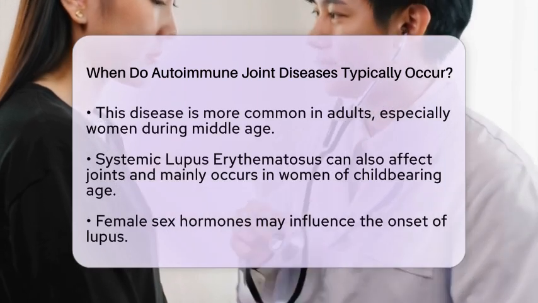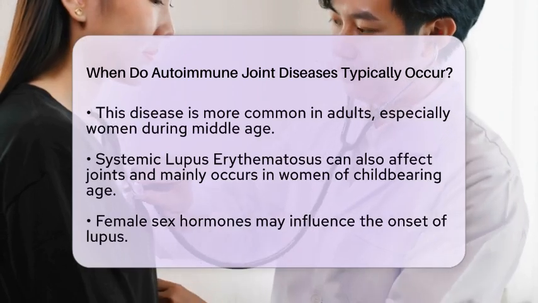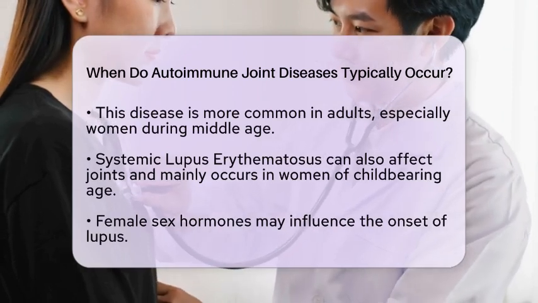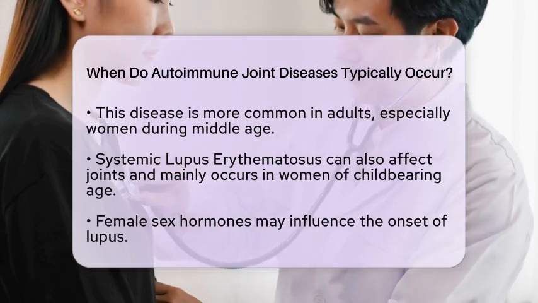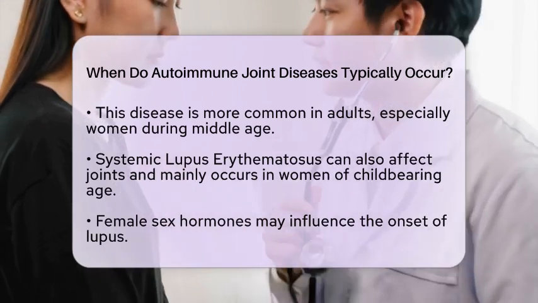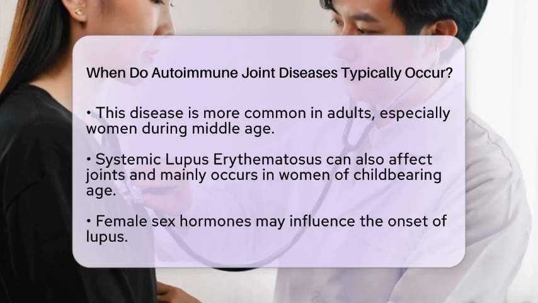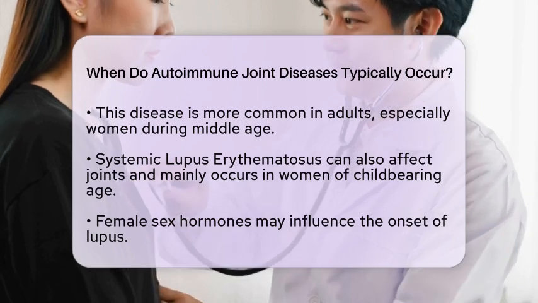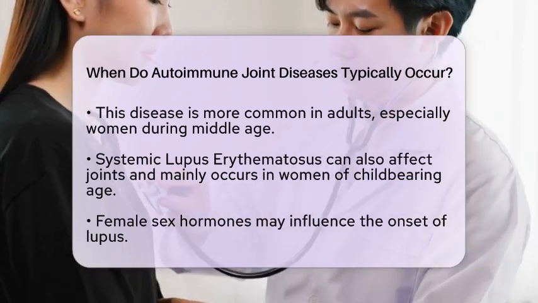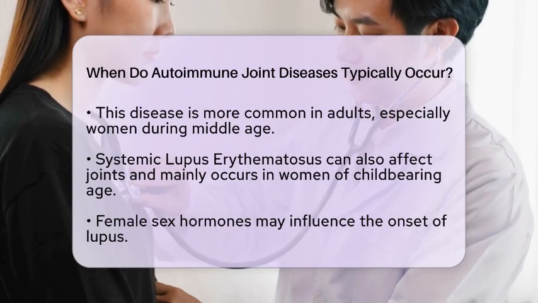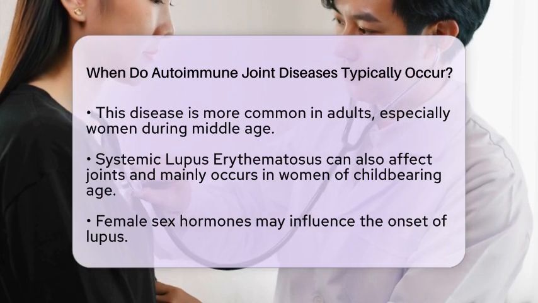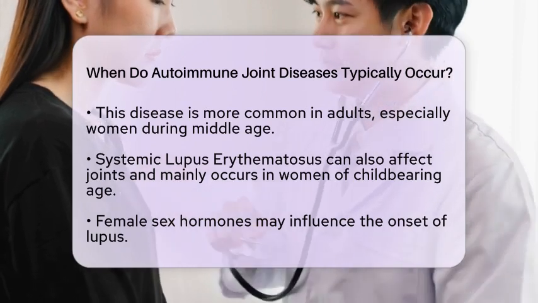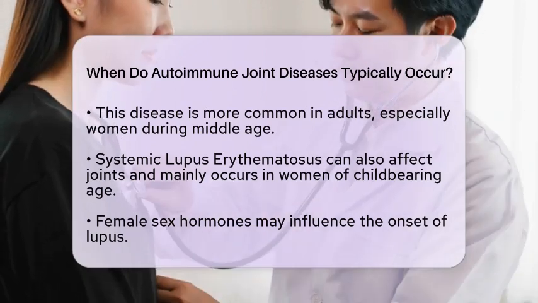Another autoimmune condition, systemic lupus erythematosus, can also impact the joints. This disease predominantly occurs in women of childbearing age. Studies suggest that female sex hormones may play a role in the onset of this condition. Various factors, including genetic predisposition and environmental triggers like infections and exposure to ultraviolet light, can influence the timing and development of autoimmune diseases such as lupus.